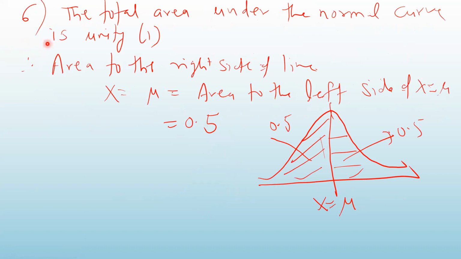The next property is that the total area under the normal curve is unity. Unity means 1; in mathematics, we call 1 unity. The total area is 1, and this is the line of symmetry, x equal to mu. That means the area to the left side of the line and the area to the right side of the line will be the same. And the total area is 1, so each of these areas is 0.5. That is how I have indicated it here.